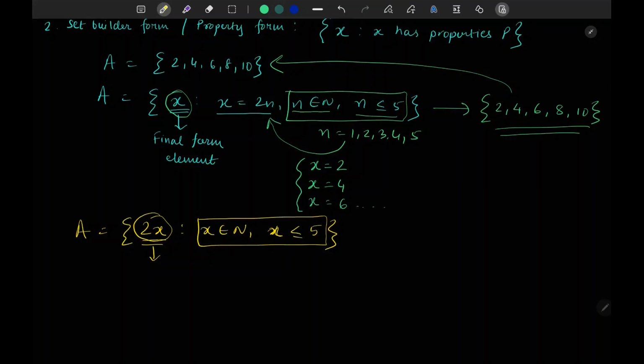So these two properties are x belongs to natural numbers, so the values of x should be 1, 2, 3, 4, 5, and so on, and the restriction on x is that the value of x should be less than or equal to 5. From this we get the values of x as 1, 2, 3, 4, 5.